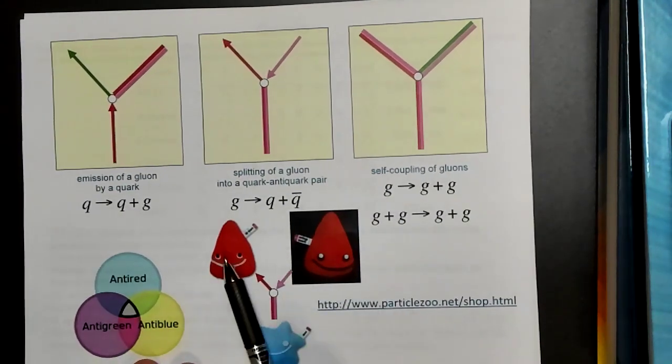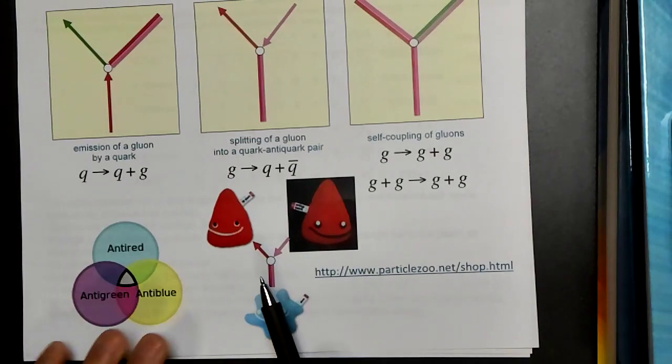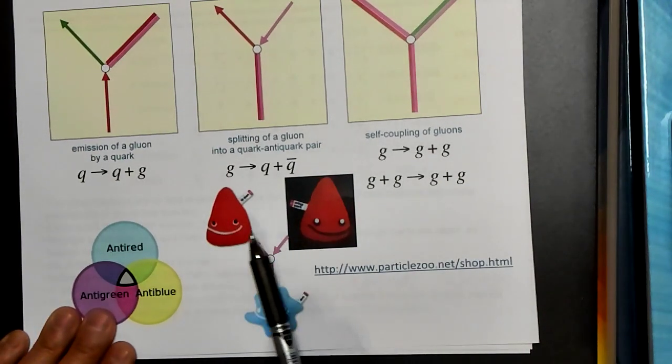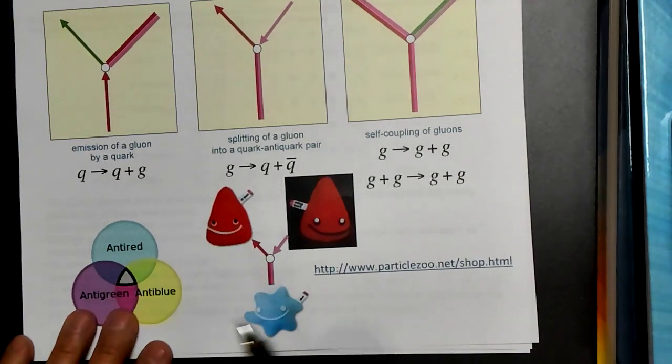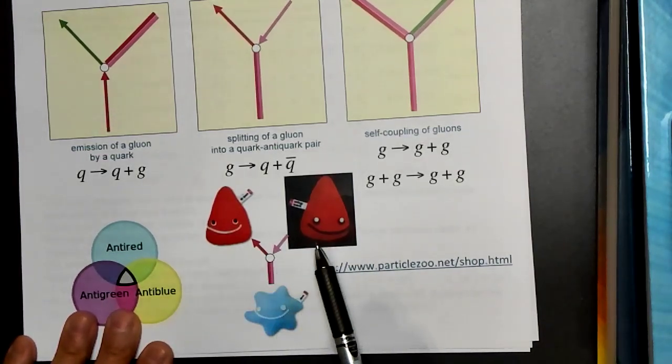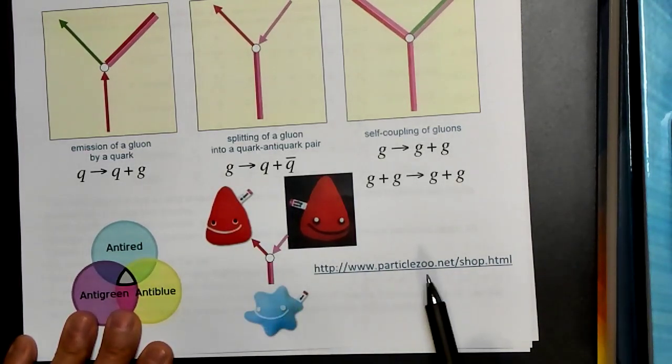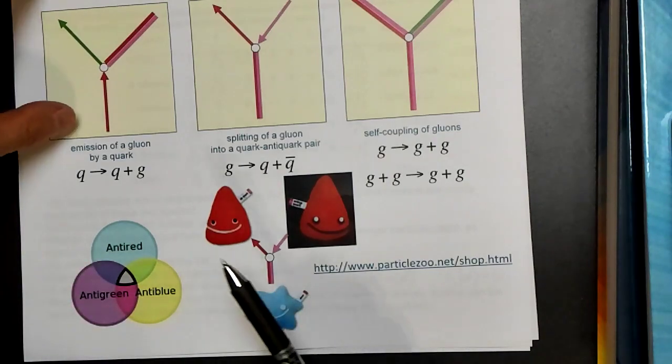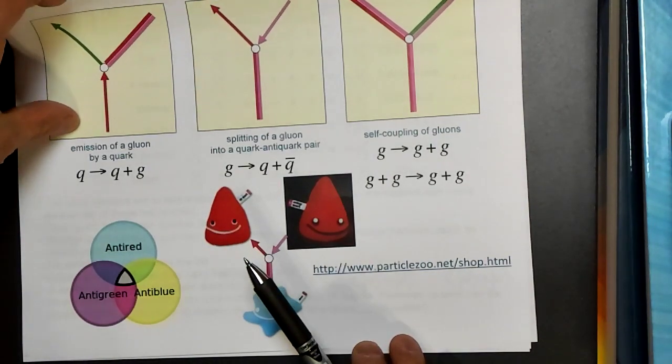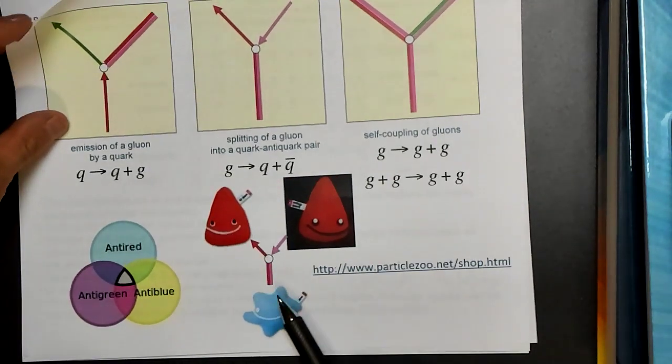Here's a picture with some stuffed toys, which, if you like these things, I think you can order at particlezoo.net, showing the various colors for the quarks, the antiquarks and the gluons.